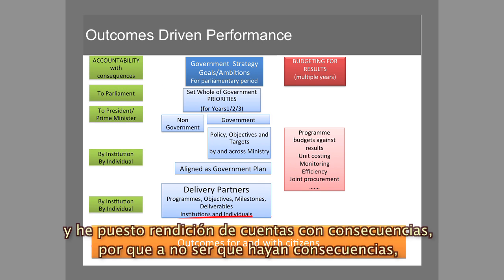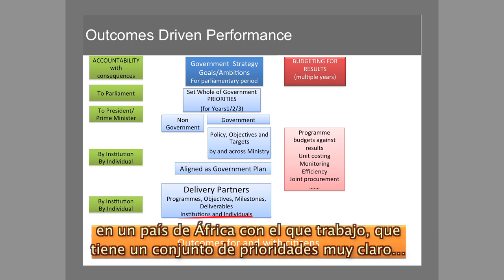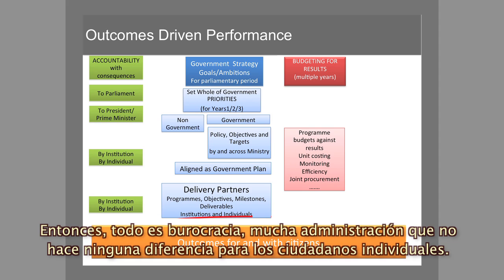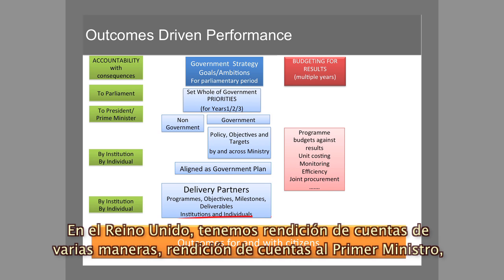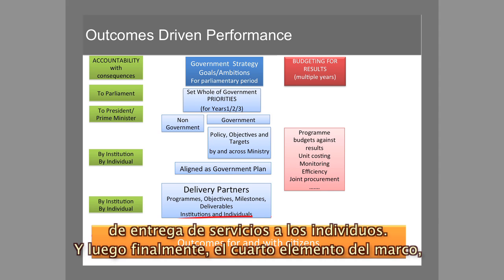I've put up there accountability with consequences, because unless there are consequences, all you have is a system. I was talking to a colleague a minute ago about a system in one of the African countries that I'm working in, which has a very clear set of priorities and a clear set of accountabilities, but none of it has any consequences. So all it is is a lot of bureaucracy, a lot of administration that doesn't make much difference to individual citizens. In the United Kingdom, we have accountability in a variety of ways: accountability of the Prime Minister, accountability within individual institutions, and accountability within our delivery partners for individuals.